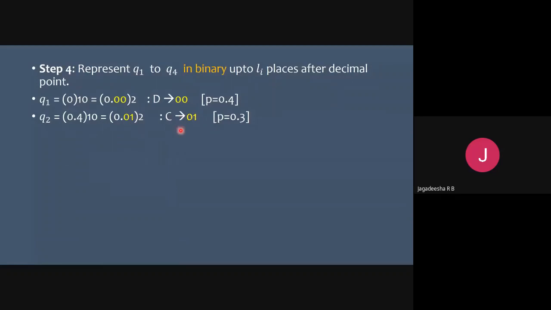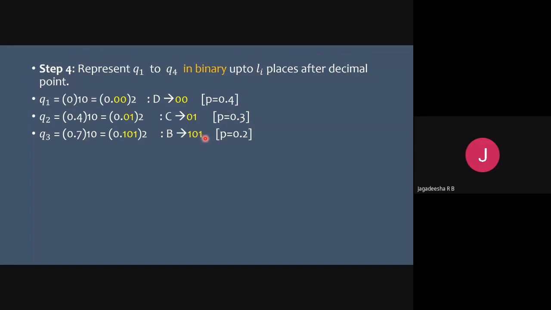Next, we will go to Q3. What's the value of Q3? Q3 is 0.7 in decimal. How to convert? You convert it into binary. Maybe it is 0.10111010 and so on. But we will limit this to 0.101. Why? Because L3 value was 3, right? So we will cut this only up to here, 101, 3 bits after the decimal point. So 101 here, yellow color, that becomes the code word for symbol B.